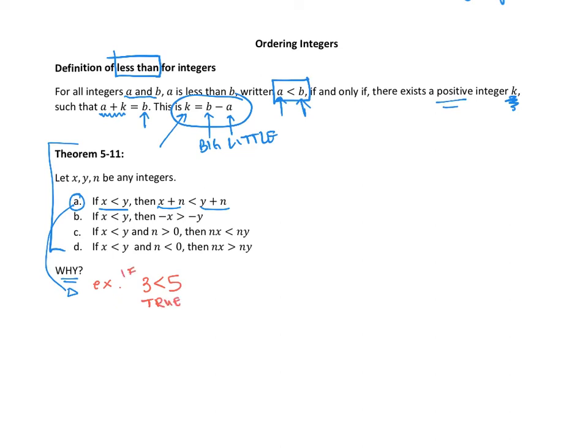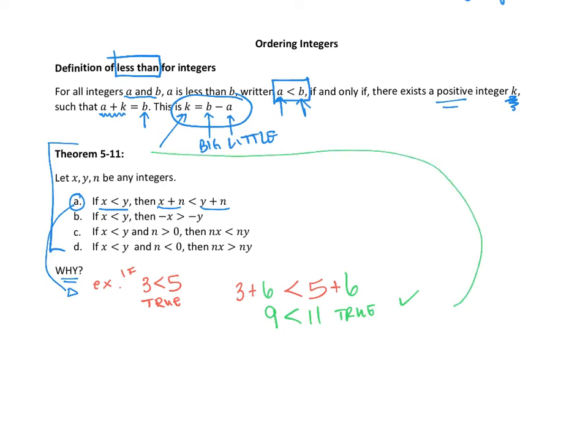And so if this is true, what part A says is, well, if I add the same number to both sides, let's add 6. So is that still a true statement? Well, yeah, this is 9 and that's 11. It's still true. So just by example, it seems like it's meeting that. So if we go back to the definition of less than, we have to be able to meet this requirement about some positive number when you take the difference of them.